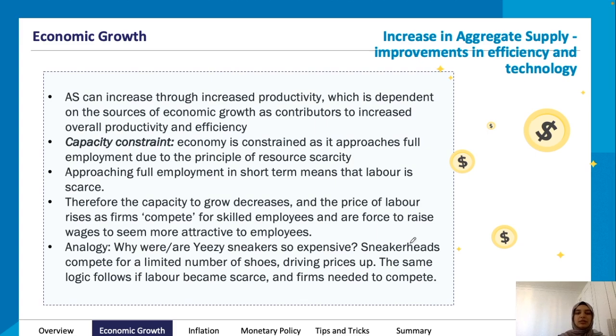Approaching full employment in the short term means that labour is scarce. Therefore, the capacity to grow decreases and the price of labour rises as firms compete for skilled employees and are forced to raise wages, which seem more attractive to employees. An analogy: why were Yeezy sneakers so expensive? It's because sneakerheads compete for a limited amount of shoes, driving prices up. There are only a few pairs of shoes in the market. The same logic follows if labour becomes scarce and firms need to compete for that labour.